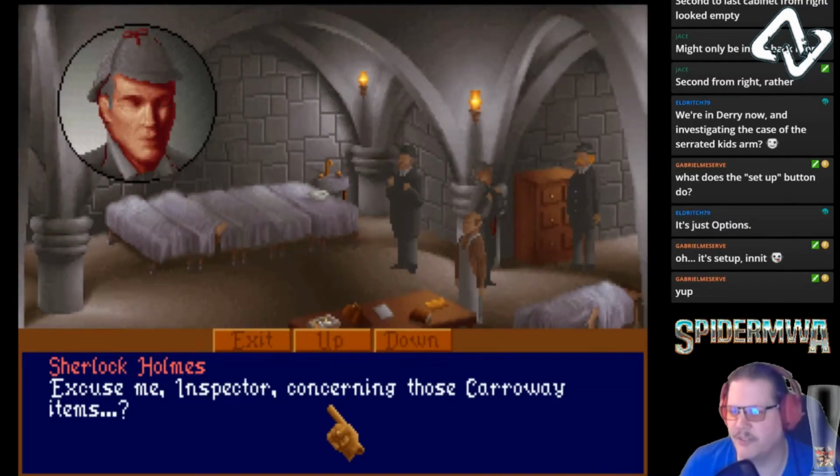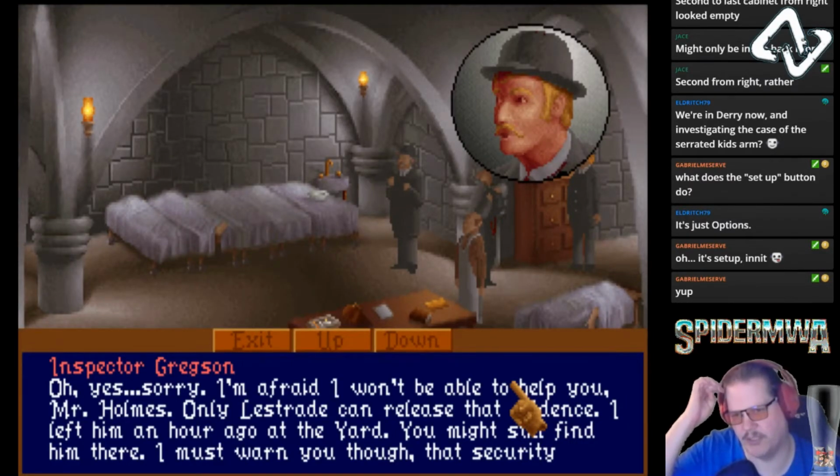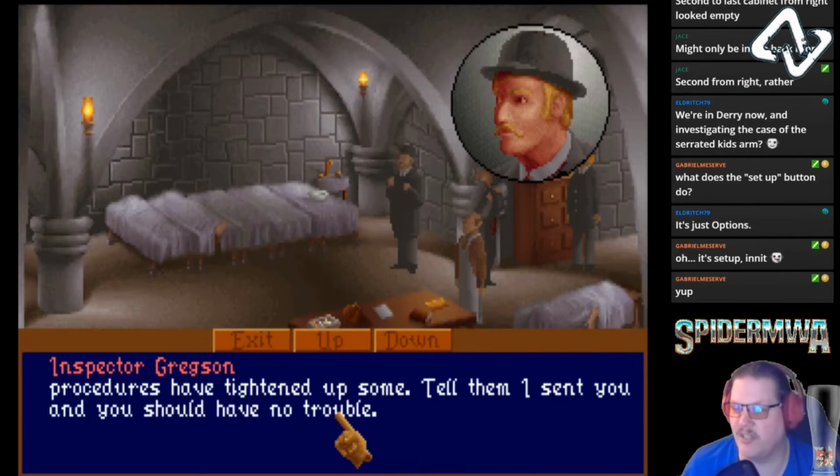Excuse me, Inspector, concerning those Caraway items? Oh, yes, sorry. I'm afraid I won't be able to help you, Mr. Holmes. Only Lestrade can release that evidence. I left him an hour ago at the yard. You might still find him there. I must warn you, though, that security procedures have tightened up some. Tell them I sent you, and you should have no trouble.